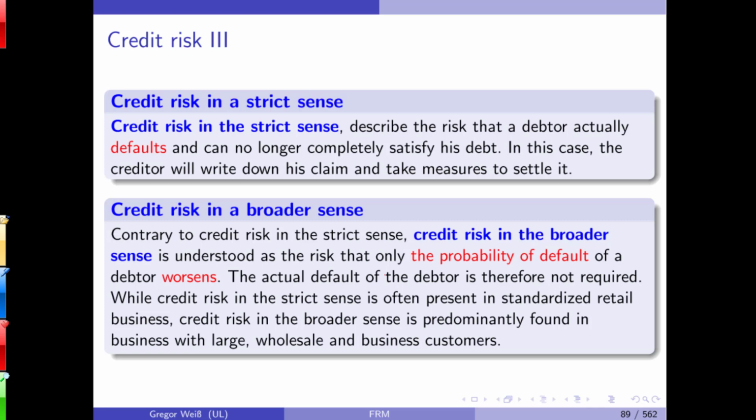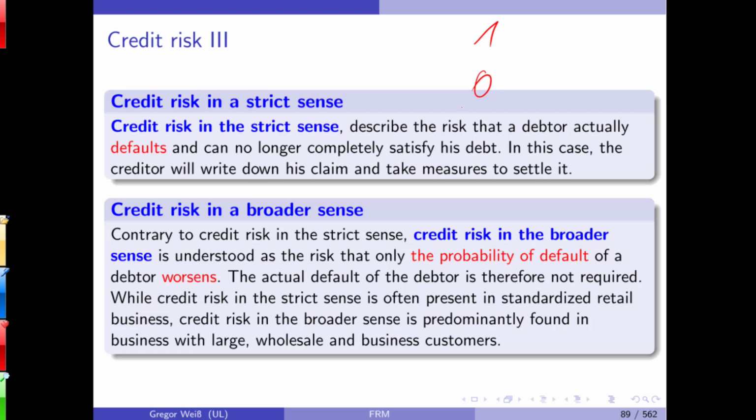We distinguish between two types of credit risk, in a strict sense and in a wider sense. Kreditrisiko im engeren, Kreditrisiko im weiteren Sinne. Credit risk in a strict sense is just 1-0. Default, no default. Full payment, no payment. Credit risk in a wider sense means the probability of you defaulting on your obligation, on your liability, has increased. So there's a continuum between 0 and 1, a probability that you are going to repay your loan, that you're going to repay what you owe a company.